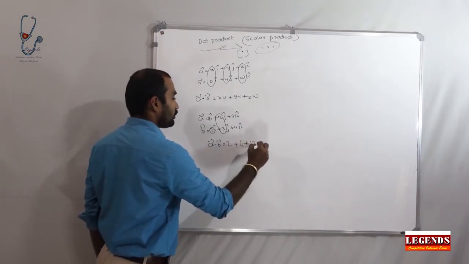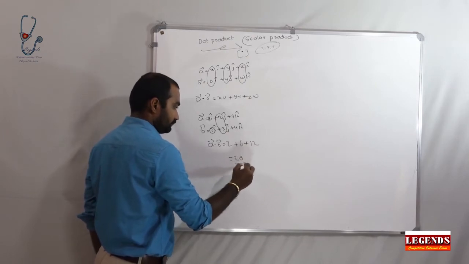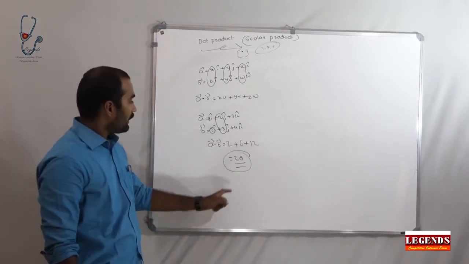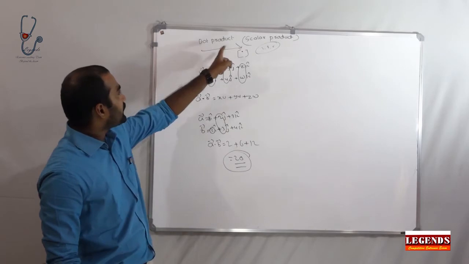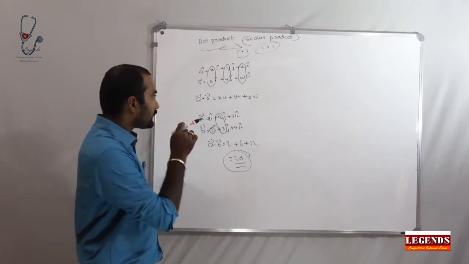So the value is 12. 12 plus 6 is 18, 18 plus 2 is 20. We always get the answer as a number. That's why the dot product is otherwise known as the scalar product. Okay, now the second one.